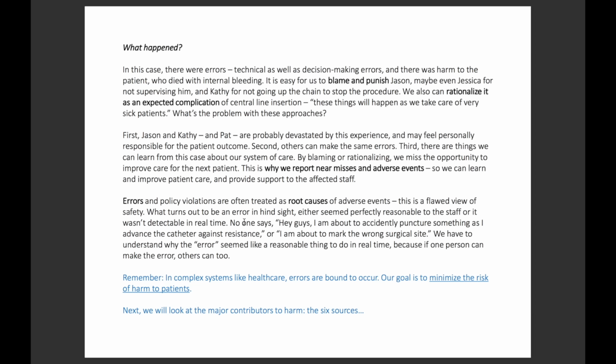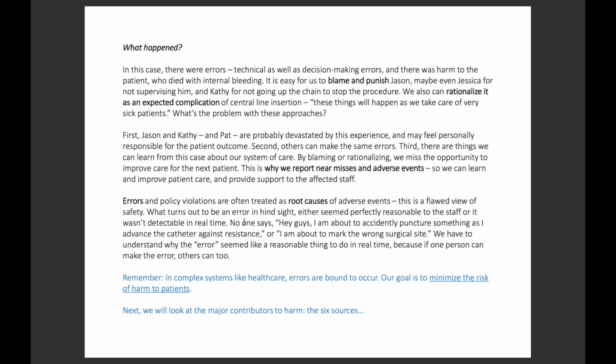Generally, one mistake or one slip, one error will not lead to harm. Sometimes one mistake can lead to harm, but usually there's multiple factors that go into harm occurring.